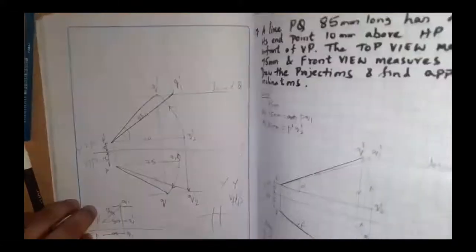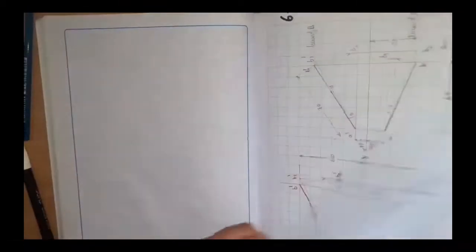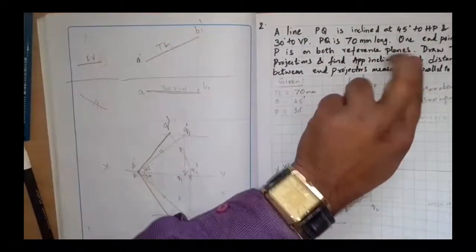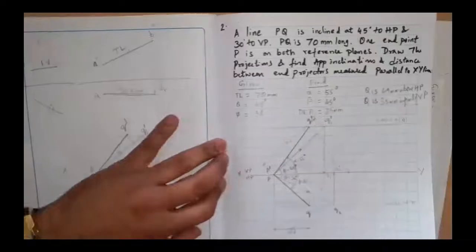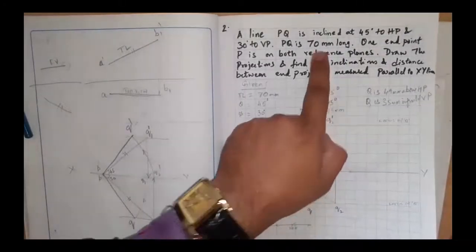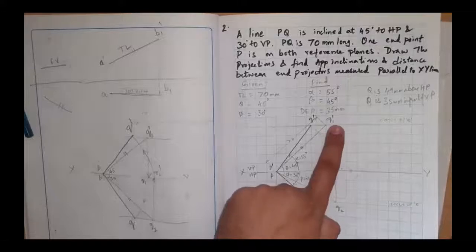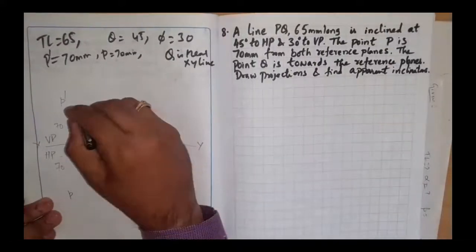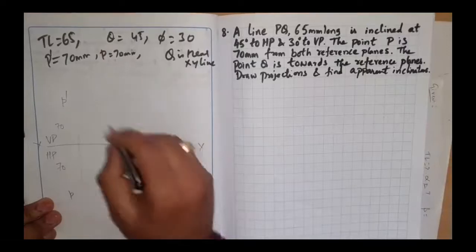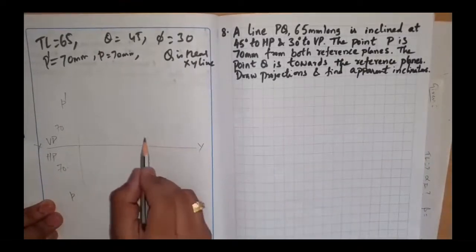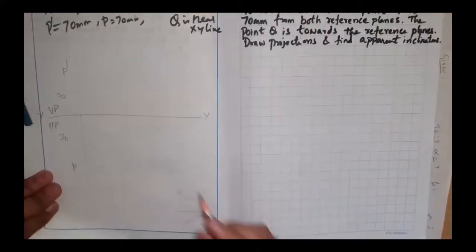Remember the first problem. I'll open the first problem. PQ is inclined at 45 degrees to HP, and the true length 70 mm was given. Directly you are drawing a line here to obtain Q1 dash. So here also from P dash, I'll draw a 45 degree line towards down because Q is somewhere here. Remember, Q is nearer to XY line.